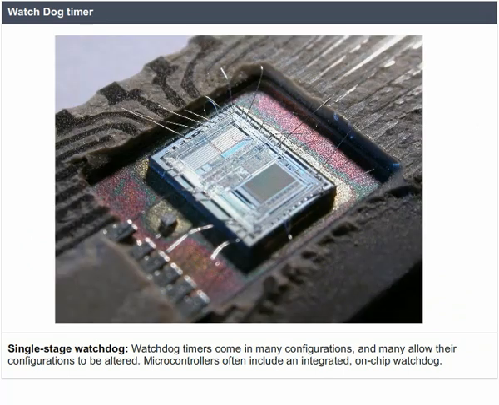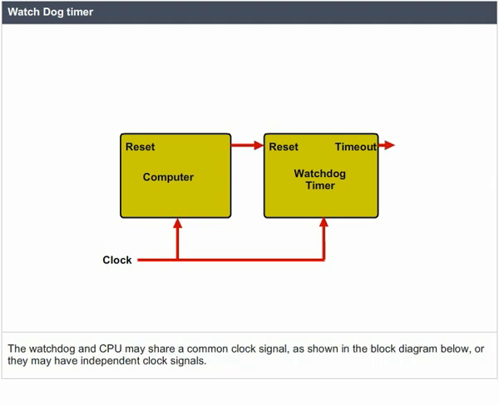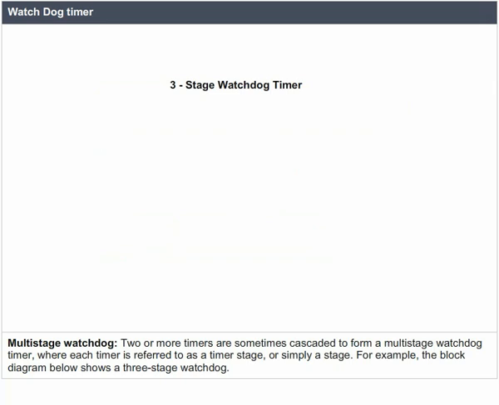Single stage watchdog. Watchdog timers come in many configurations and many allow their configurations to be altered. Microcontrollers often include an integrated on-chip watchdog. In other computers, the watchdog may reside in a nearby chip that connects directly to the CPU, or it may be located on an external expansion card in the computer's chassis. The watchdog and CPU may share a common clock signal as shown in the block diagram below, or they may have independent clock signals.